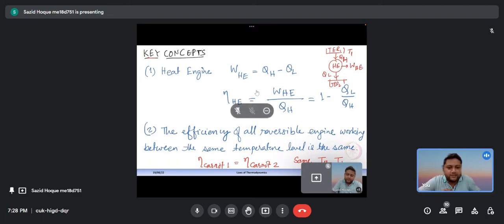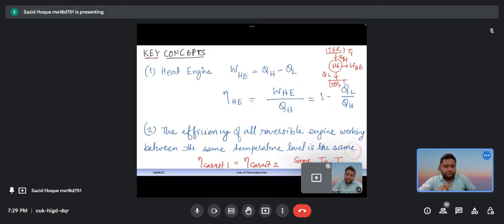So efficiency is defined as what is the output. Output is not QL. QL is the loss, right? We lost that to the other reservoir or the surrounding. So the output we want is the work done by the heat engine, which is necessary for us. So this WHC by QH will give us the efficiency of the heat engine. So this efficiency eta HC is defined as WHC by QH. WHC we can write in terms of the heat supplied minus the heat lost. So if you write like that, it will be 1 minus QL by QH. So this is the efficiency of any heat engine.